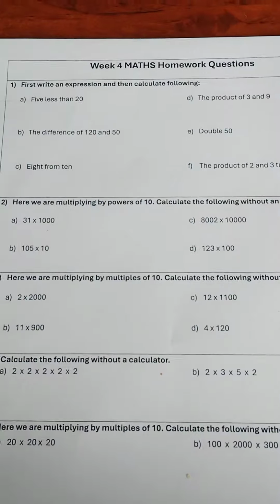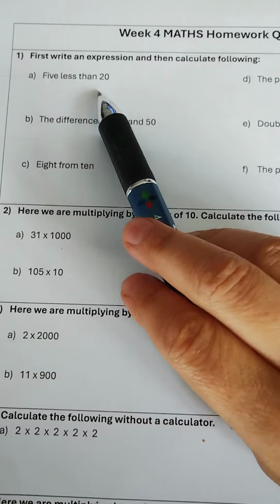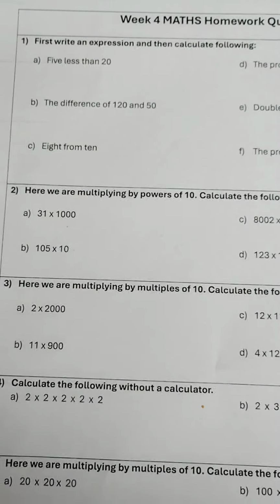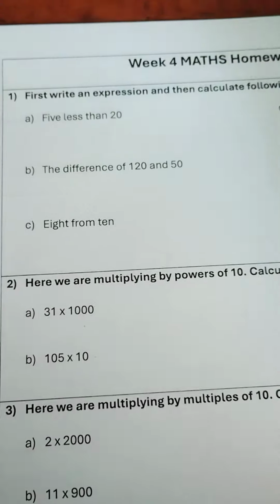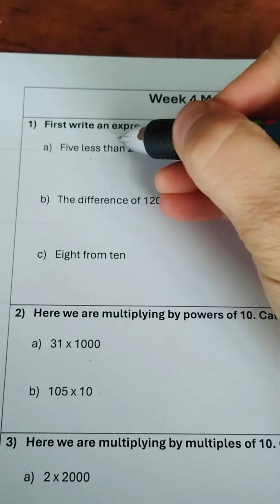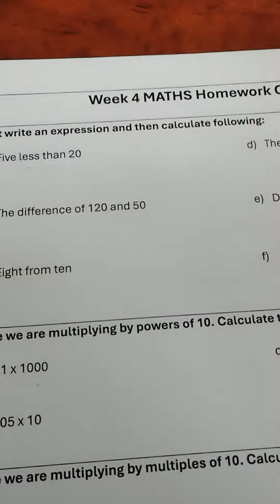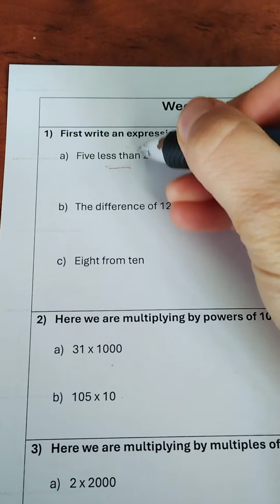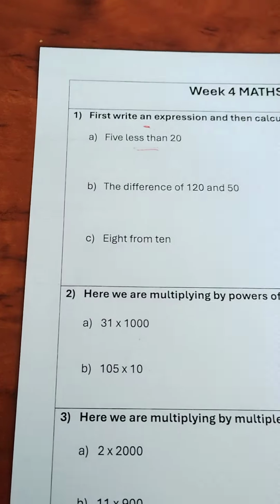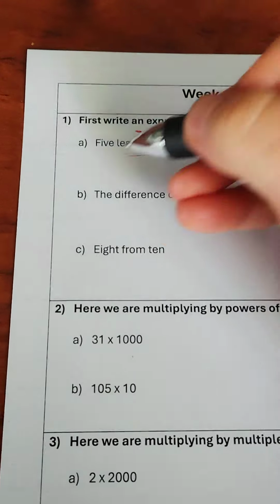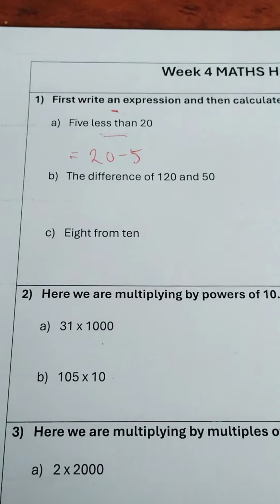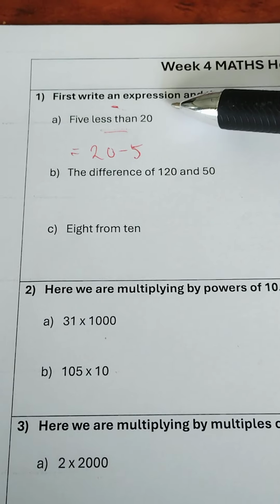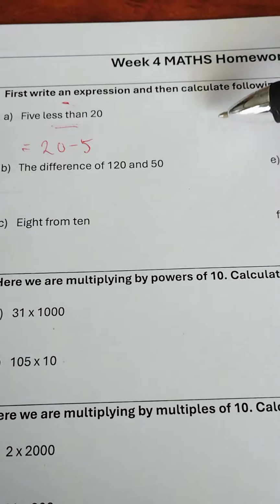All right, so for the first question, it says, first write an expression and then calculate the following. So here we've got, for A, 5 less than 20. We learned that less than relates to subtraction. Now, we have to make sure we get the order correct. So 5 less than 20, we would have 20 first and then take away 5. So there's our expression. We've answered the first part of the question, and then we've got to calculate that.